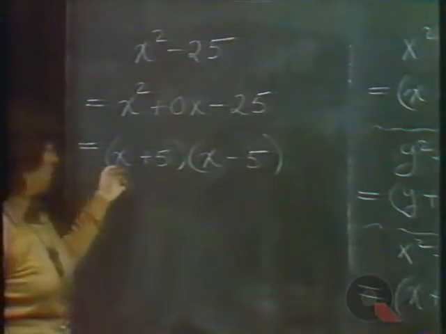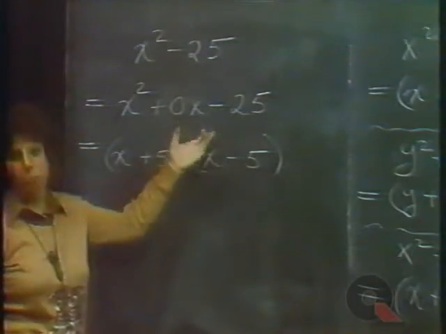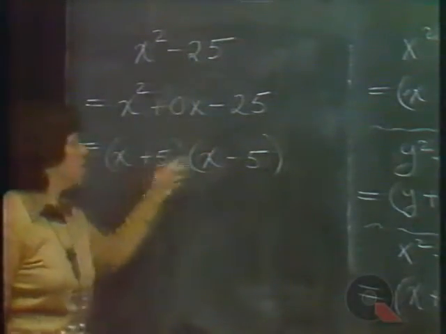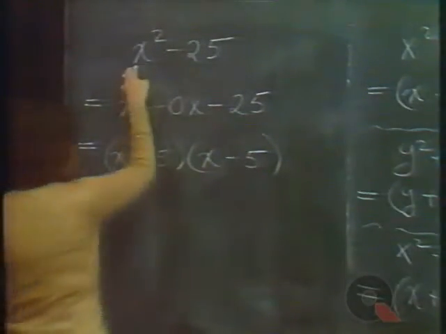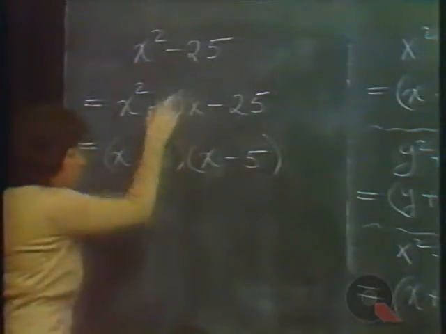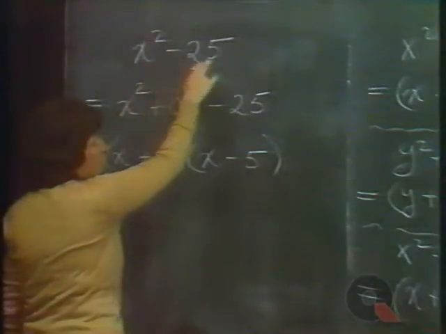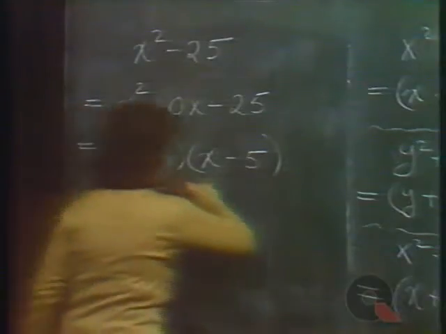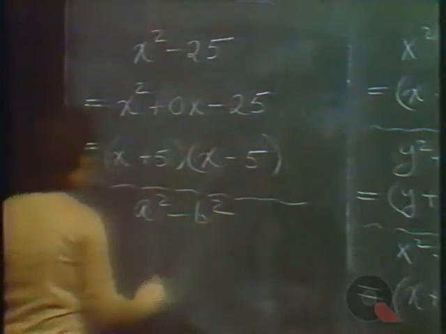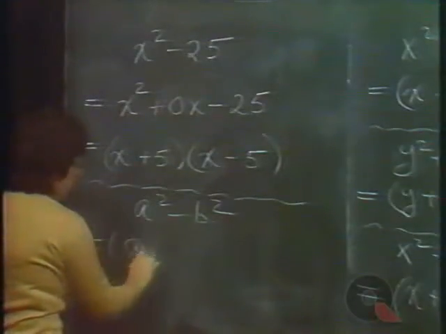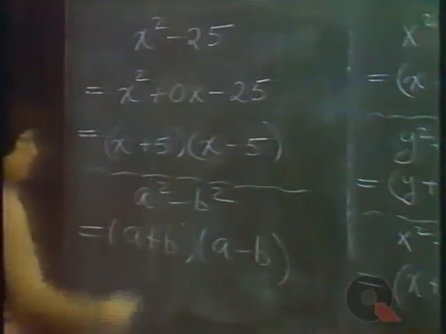If you multiply, we get x squared minus 5x plus 5x, or no x here, then minus 25 for the last term. Of course, most of the time when you're faced with a problem like this, you don't first put in the 0x. Rather, you think of this as the difference of two squares. Perhaps you have seen it in the form a squared minus b squared, written as a plus b times a minus b. Let's check this.